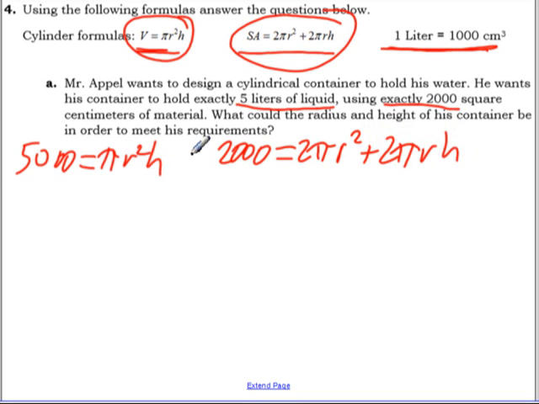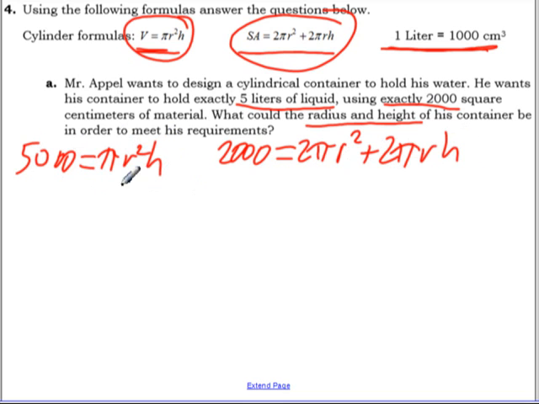Okay, and now I need to read what the question's asking for. It says, what could the radius and height of this container be in order to meet these requirements? So I need to write a function that says when this is going to be true. The problem is I have 2 different equations. I have 2 different variables. So I need to essentially solve this system of equations. In other words, I need to write one variable in terms of the other. And since the radius appears twice in this equation over here, it's going to be easier to eliminate the height because it appears just once.